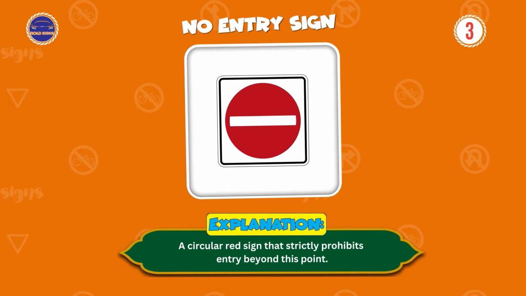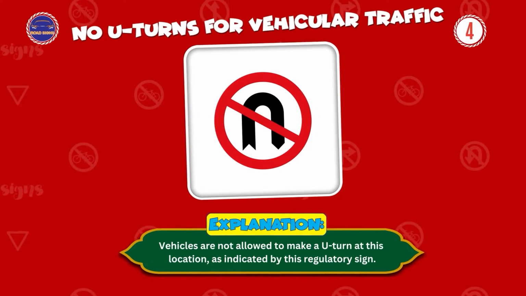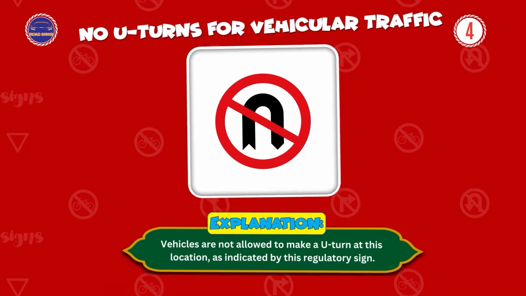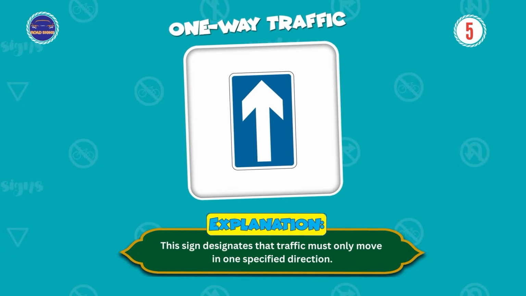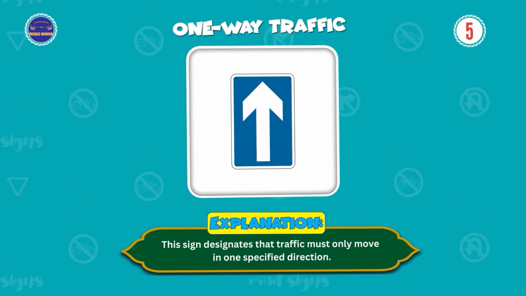This is the no entry sign. It strictly prohibits entry beyond this point. This is the no U-turn sign. Vehicles are not allowed to make a U-turn at this location. This is the one-way traffic sign. It designates that traffic must only move in one specified direction.